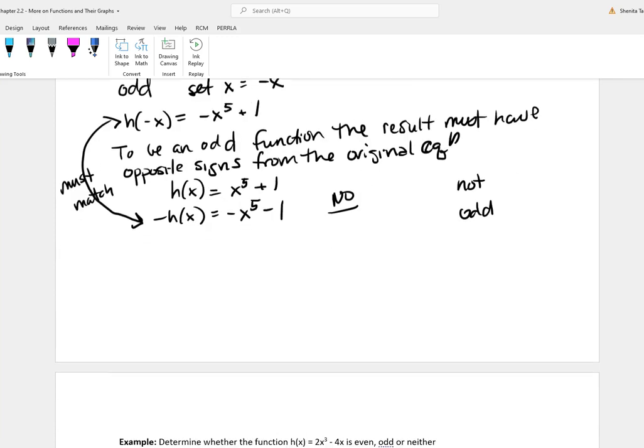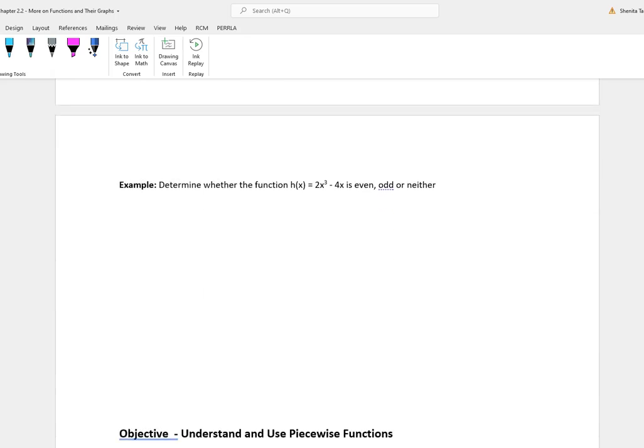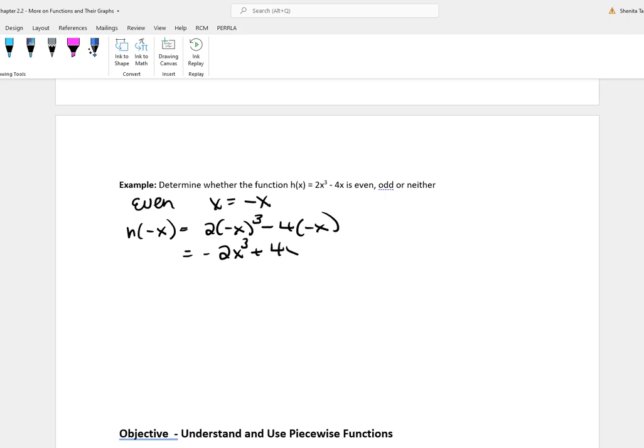Let's do another problem. We have 2x cubed minus 4x. We want to see whether or not it's even or odd or neither. So for even, once again, we're going to set x equal to negative x. We get h of negative x is equal to 2 times negative x cubed minus 4 times negative x. This turns out to be negative 2x cubed plus 4x. In order for this to be even, it has to match our original function, and it does not. It's not equivalent. So this is not even.